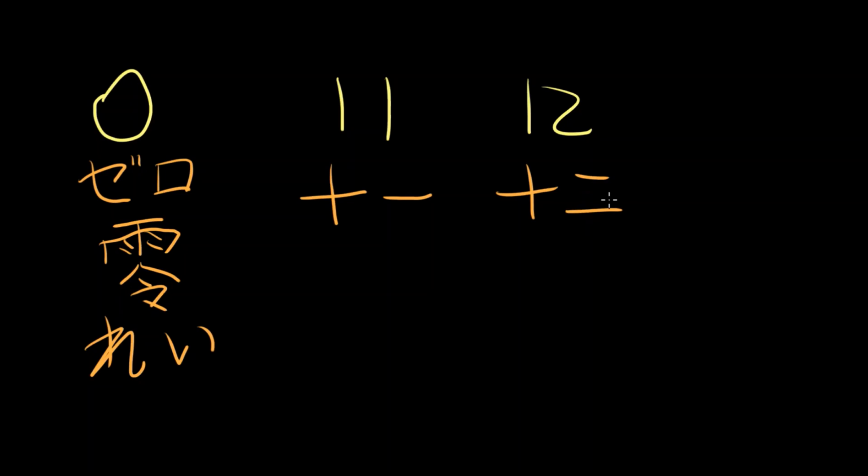Right. So knowing that we know the first 10 characters, we can build on them to create other numbers. So, for example, 11 is just 10 and 1. 12 is 10 and 2. So you can go 13, 14, 15, 16, 17, 18, 19, up to 20.